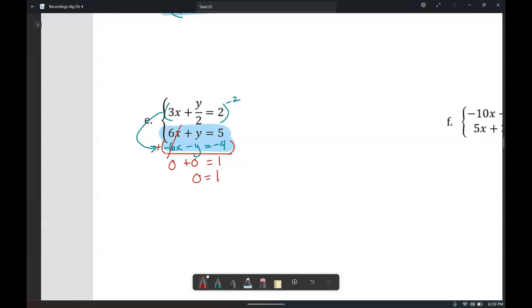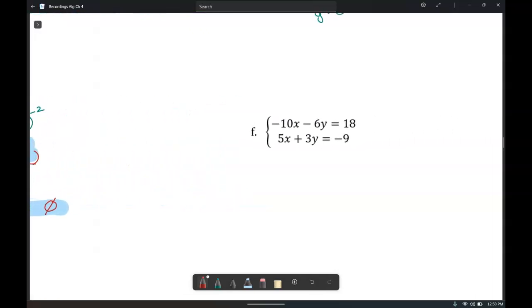Well, just like previously, when we have a false statement and there are no variables remaining, then we know that it is no solution and that these lines are parallel. No solution, empty set. And I bet you can guess what's going to happen next.